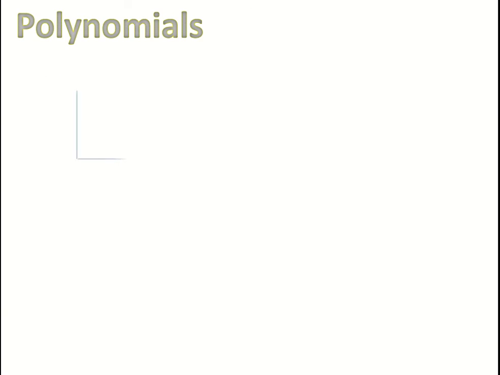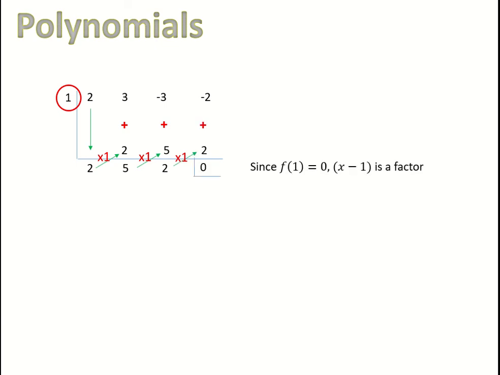There's nothing wrong with that. All it means is I go for a second synthetic division, using the coefficients from the quotient of the first one. I've got 1 as my factor again, so I'm going through the process again. 2 times 1 is 2, add on 3 is 5, times 1 is 5, add on minus 3 is 2, times 1 is 2, add on minus 2 is 0. Since f of 1 equals 0, x minus 1 is again a factor.